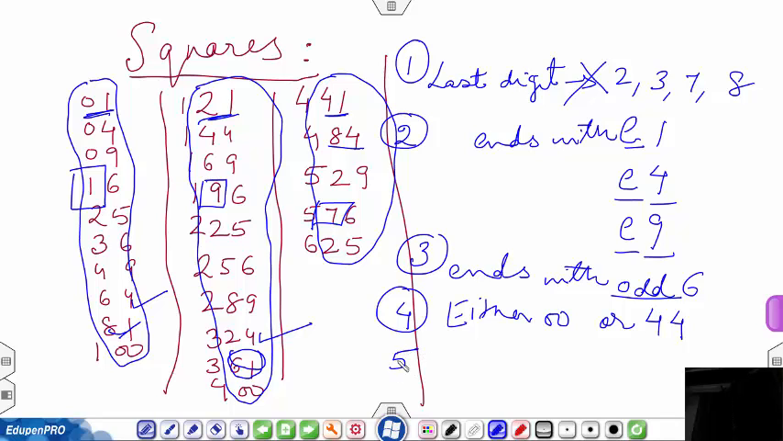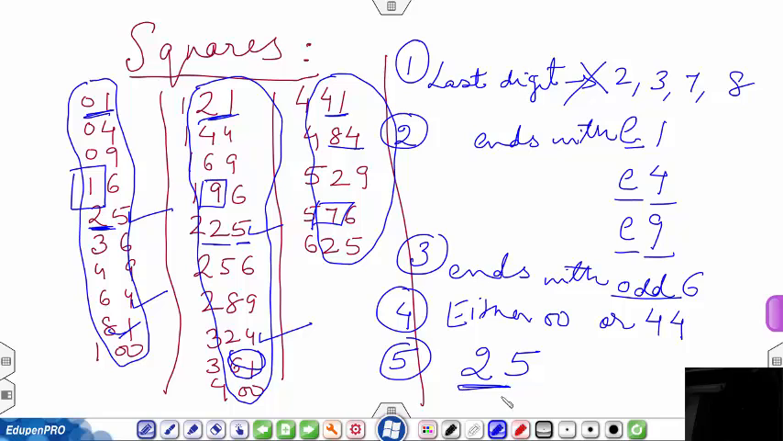Last but certainly not the least. If a square ends with 5, the second last digit has to be 2. If a square ends with 5, the second last digit has to be 2. Always. You cannot mix it up with even.